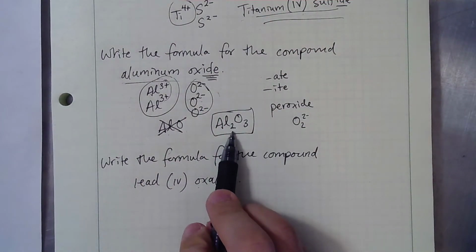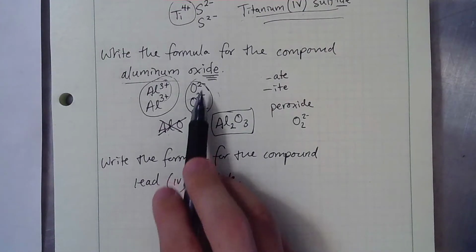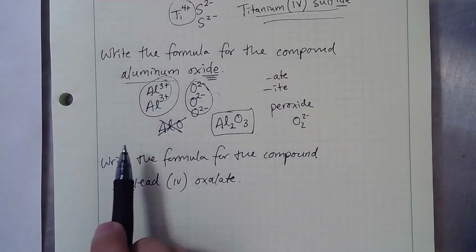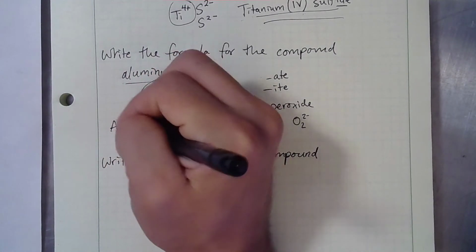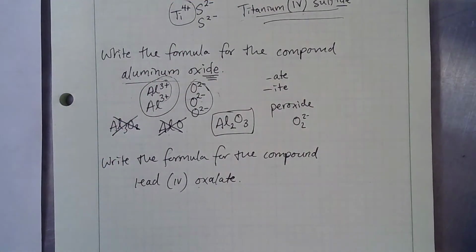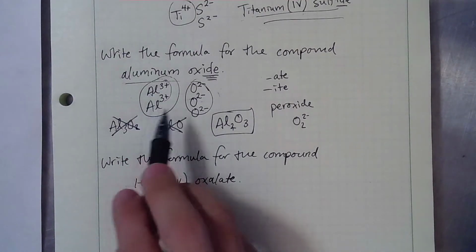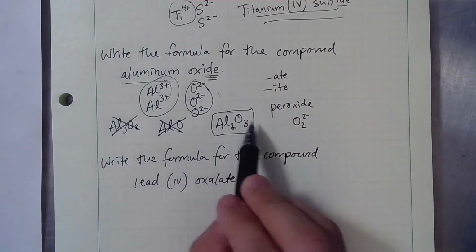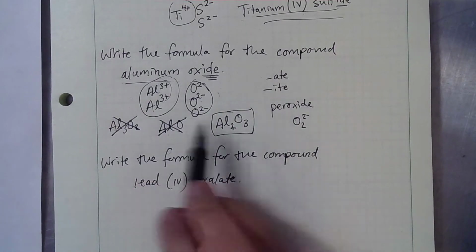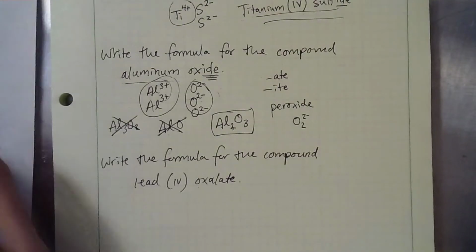Note that these numbers here in the formula are not the charges. In fact, they're like the opposite, okay? So the formula would not be Al3O2. Once again, that is incorrect. This number here in the formula is telling us how many of each ion there are, not the charge necessarily. Although you can sort of backtrack and determine what the charge would be from the formula and also by looking at the periodic table, right?